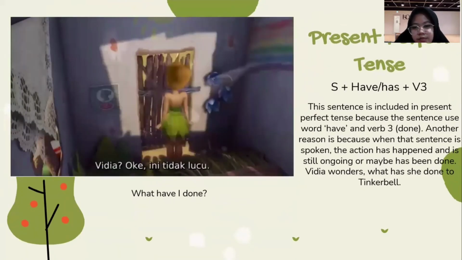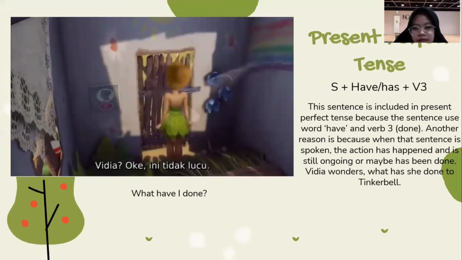The next is present perfect tense. Present perfect tense has the pattern: subject plus have or has plus verb 3. The first sentence that I found is, "Oh, what have I done?" The sentence is included in present perfect tense because it uses the word "have" and verb 3, "done."